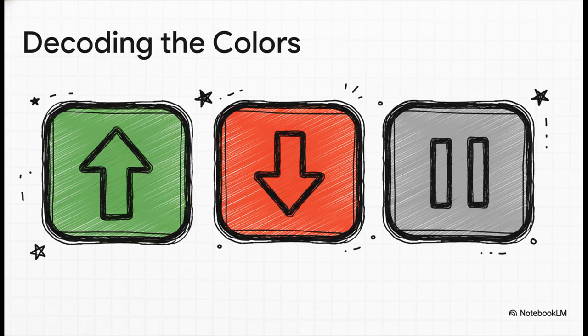If a sector is showing heavy buying pressure, the box turns green. If it's showing heavy selling pressure, it turns red. And if things are just choppy or neutral, it stays gray, telling you there's indecision in the market.